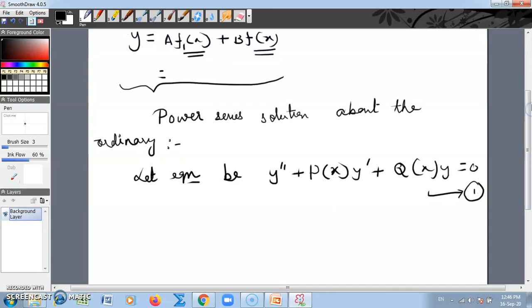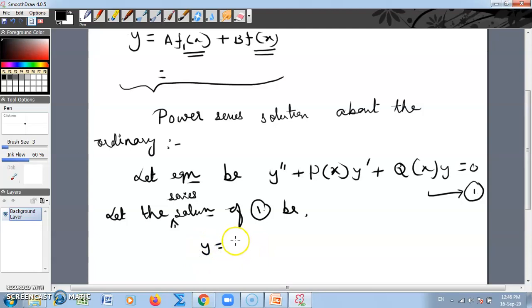Now we will assume a certain solution. I forgot to mention here, let the series solution or the power series solution of 1 be y is equal to summation n goes from 0 to infinity, Cn (x minus x naught) the whole to the power n.